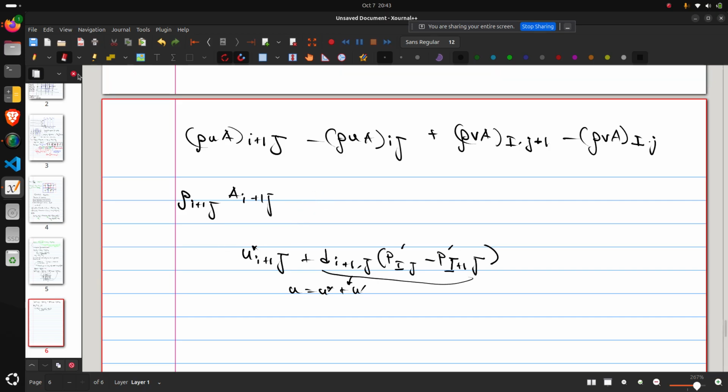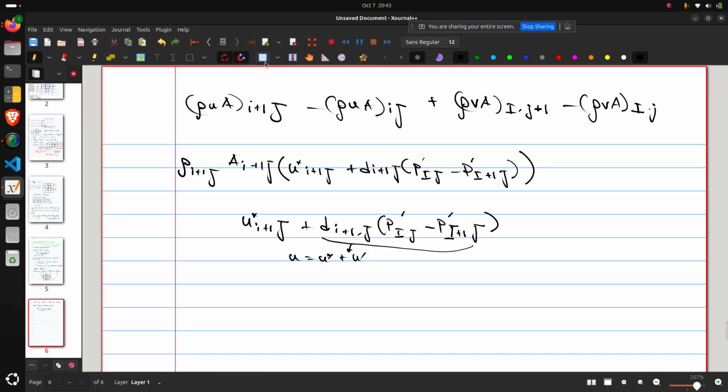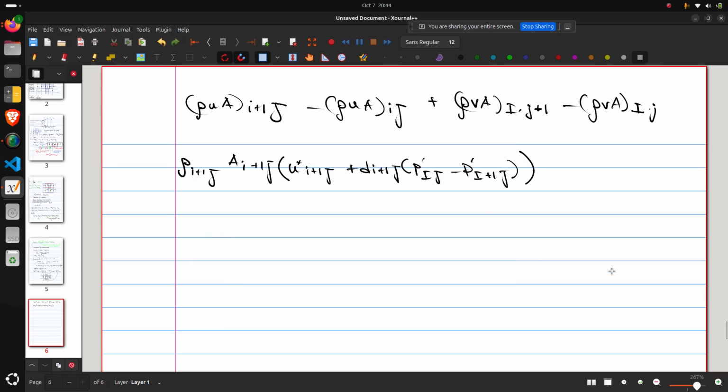So we can write it down clearly. It will be U star at i plus 1, capital J, plus d at i plus 1, capital J, times P prime at capital I, capital J, minus P prime at capital I plus 1, capital J. Okay, this is for which face? This is for the east face. Now we'll do the west face, north face, south face, and all the other faces. Let me just write them down. This will be rho at small i, capital J. This was the face that we were looking at, right? This will be a negative sign here, not a positive sign.